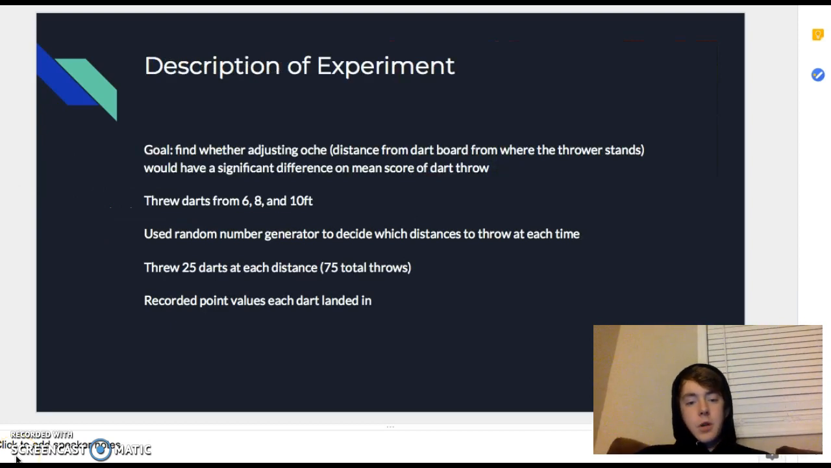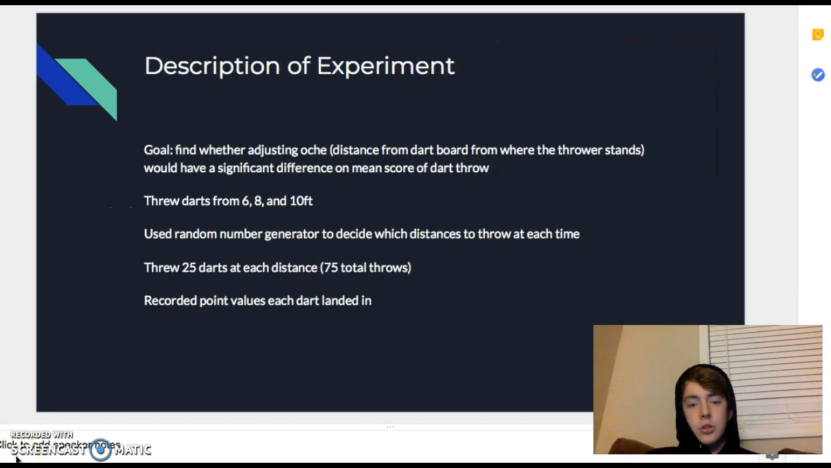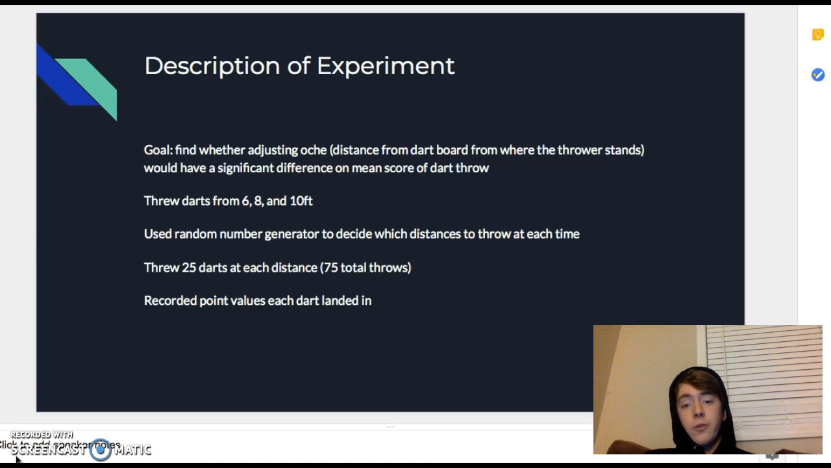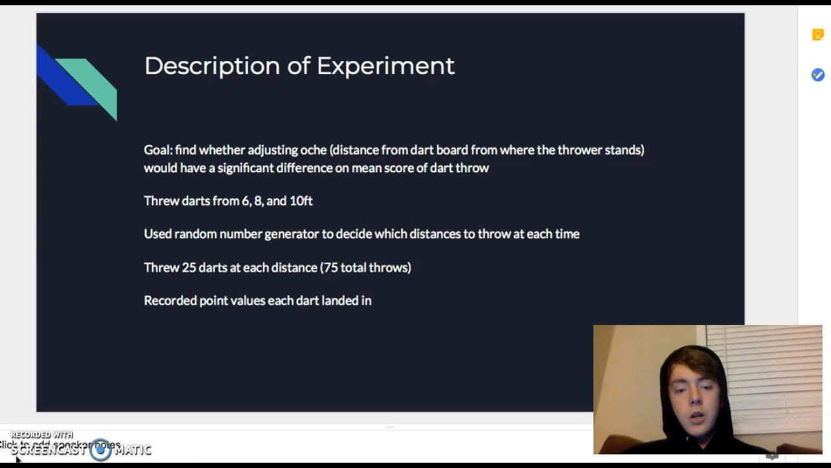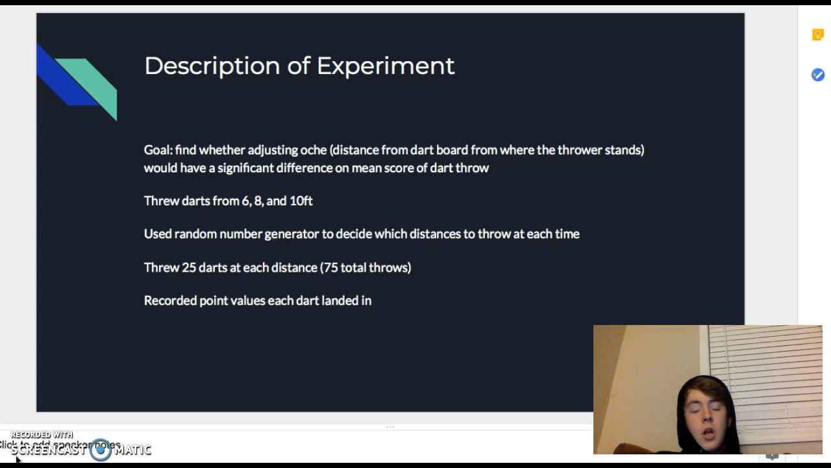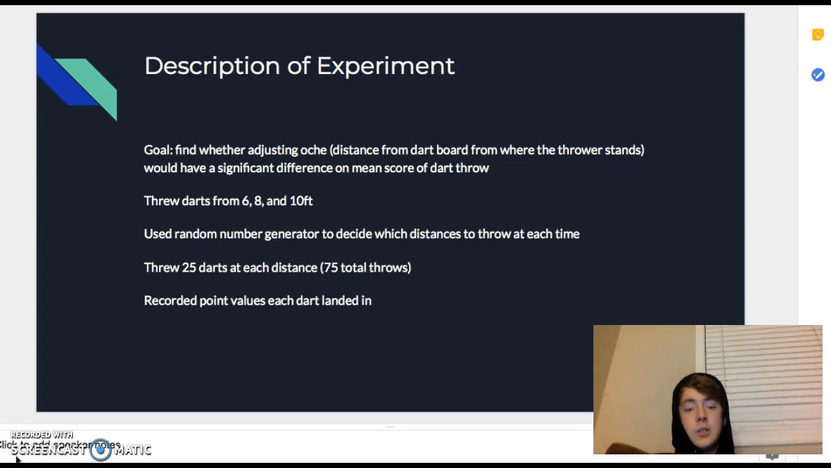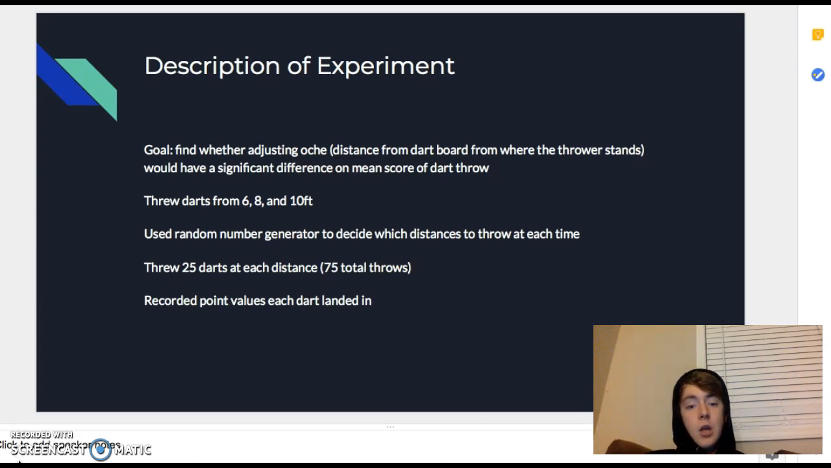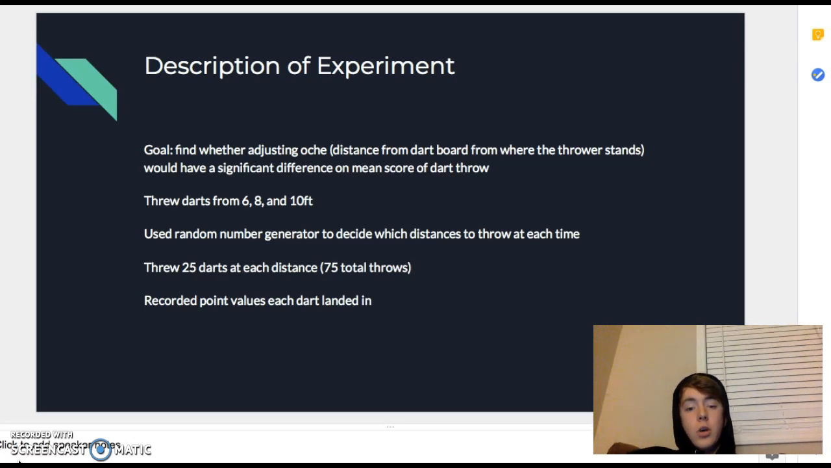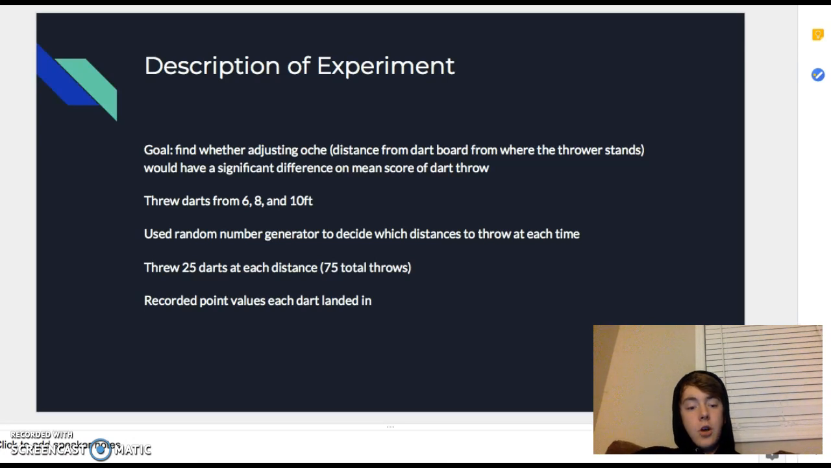For the description of our experiment, the goal was to find whether adjusting the distance from the dartboard to where the thrower stands would have a significant difference on the mean score of the dart throw. In our experiment, we measured with tape on the floor distances of 6 feet, 8 feet, and 10 feet from the dartboard. To determine the order in which we threw at each distance, we used a random number generator to decide which distance to throw at each time. We threw a total of 25 darts at each distance, which equaled a total of 75 throws. We recorded the point value that each dart landed on.